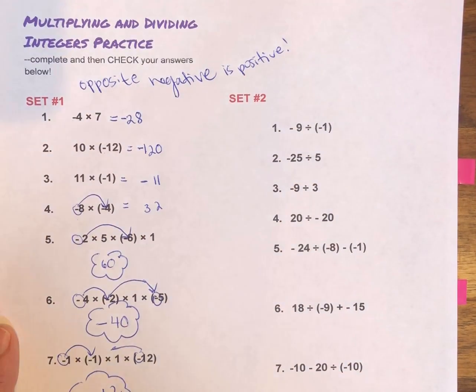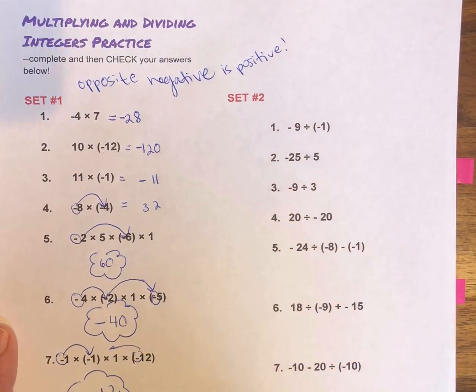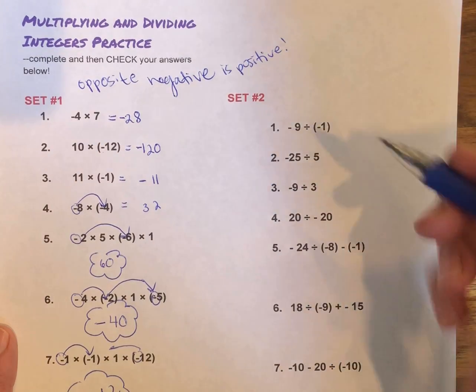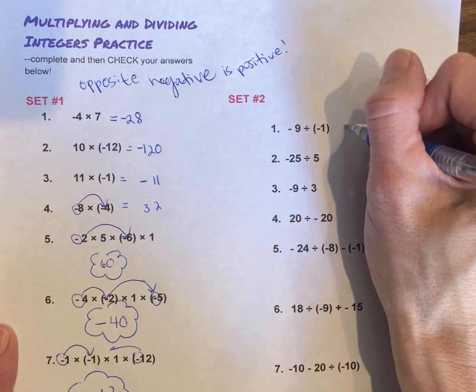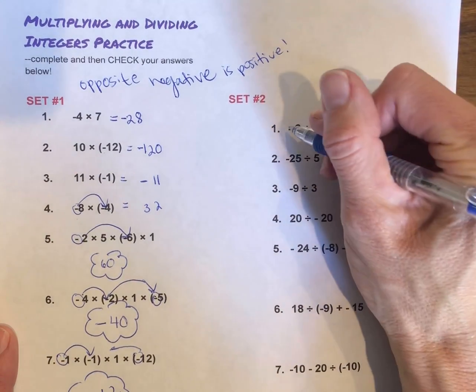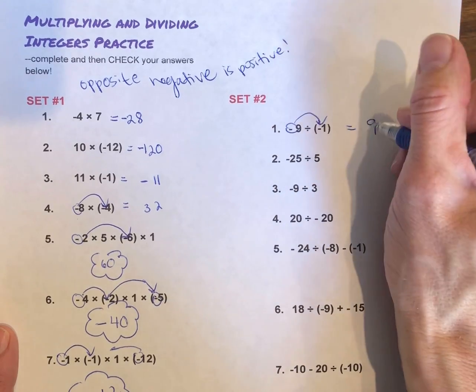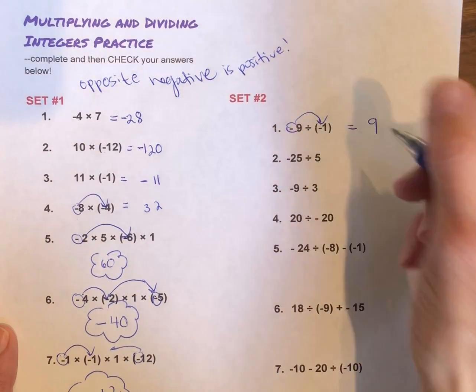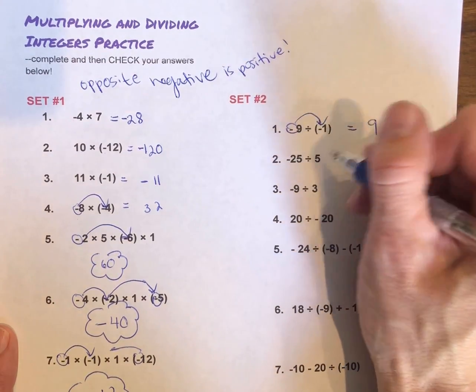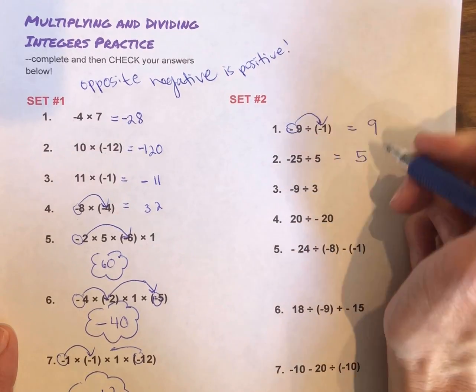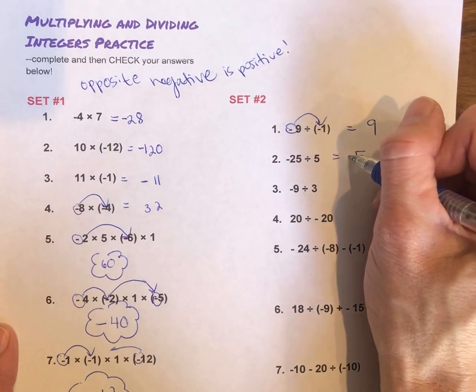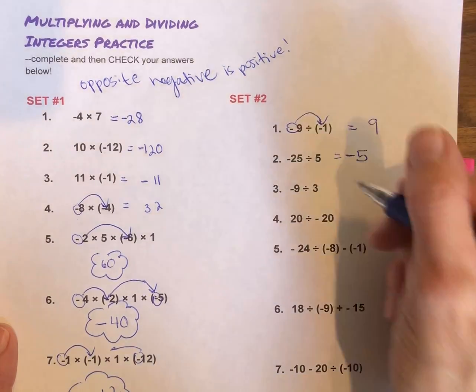Okay, division, same thing. We're just dividing instead of multiplying. 9 divided by 1 is 9. The opposite of this negative makes it a positive 9. 25 divided by 5 is 5. The opposite of that positive makes it a negative 5.